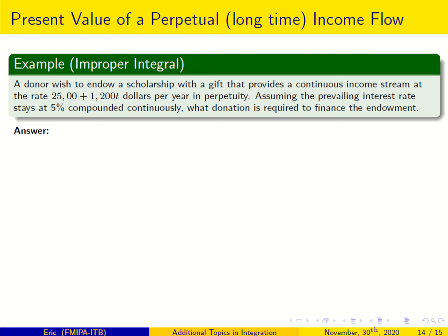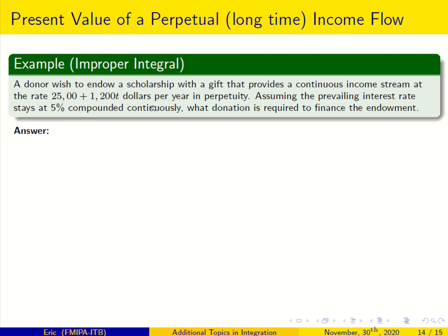Okay, this is an example of improper integral. That is the present value or future value of a perpetual, that is a long-time income flow. We will discuss income flow. So a donor wishes to endow a scholarship with a gift that provides a continuous income stream. The income stream is a continuous one with the rate of 25,000 plus $1,200 t per year in perpetuity. It means that in a long time. Assuming the prevailing interest rate stays at 5% compounded continuously.